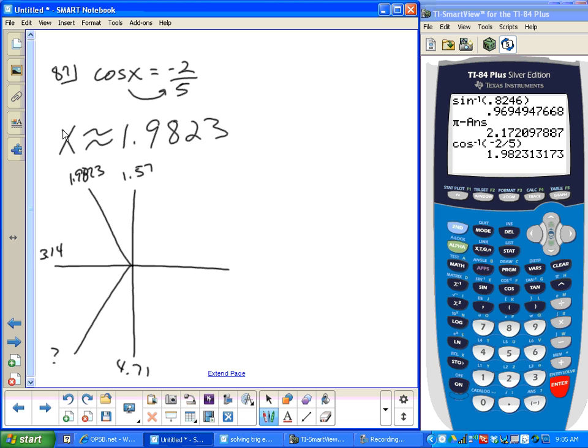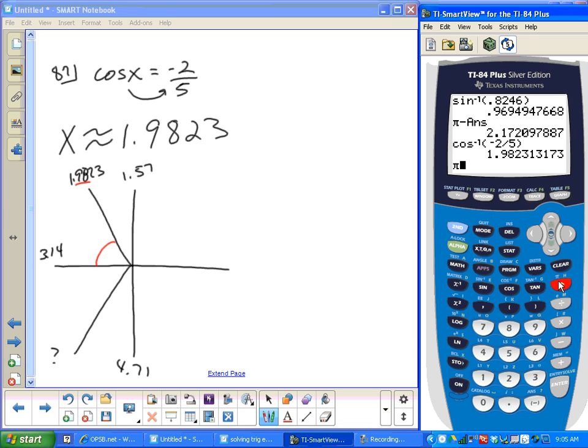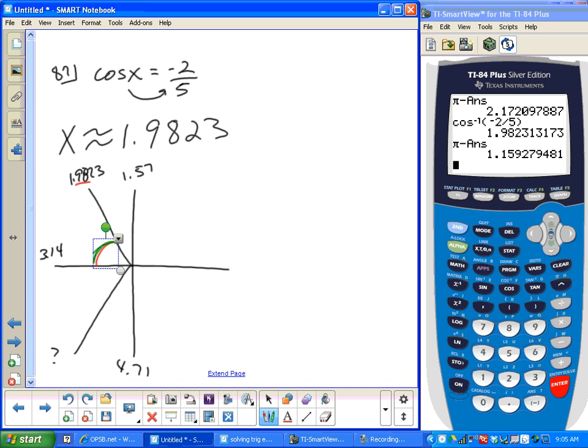But how are we going to find, remember the reference angle is the acute angle formed with the x-axis? How are we going to find the reference angle here? Yeah, just pi minus that. Pi minus that. Okay. All right. Watch. We're looking for this angle right here, right? Now, if we go all the way around, that's just pi, right?